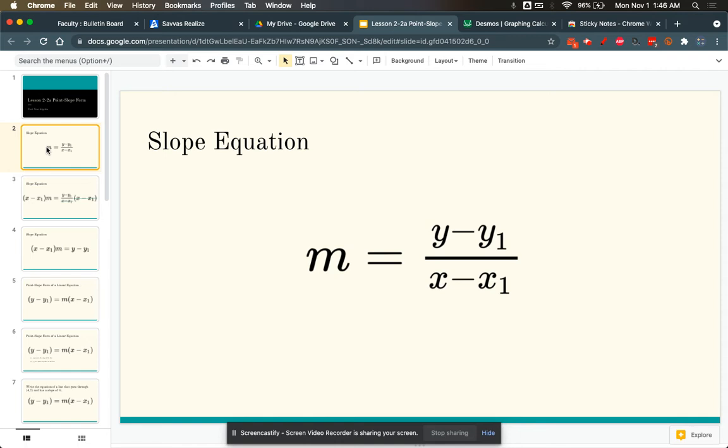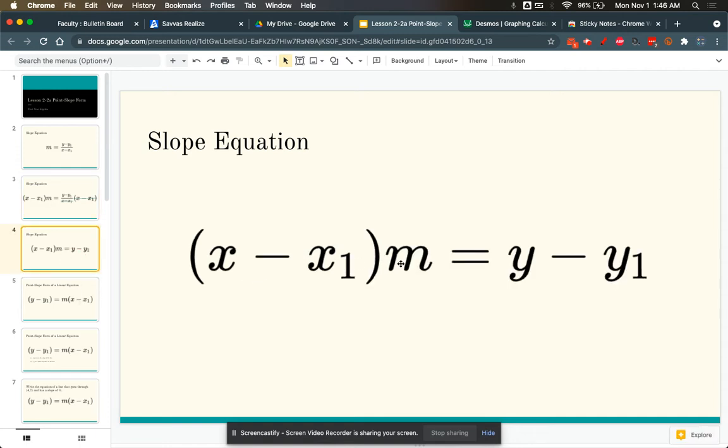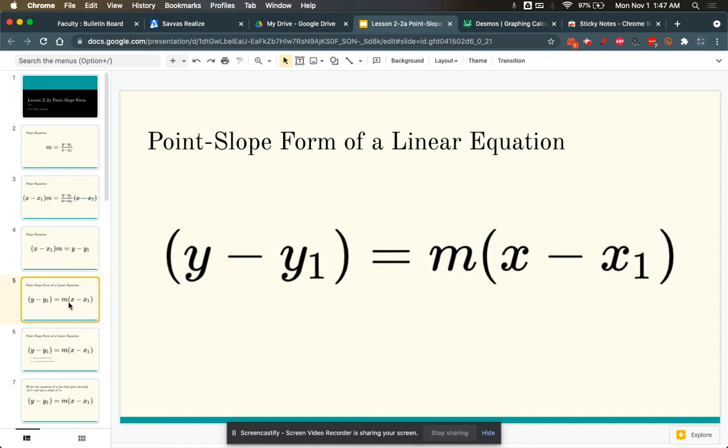So to get the equation for point slope form, we want to get rid of this fraction here, and one way to get rid of fractions in an equation is multiplying through by the denominator. So I'm going to multiply both sides of this equation by x minus x1, just like this. On the right-hand side, those will cancel each other out because x minus x1 over x minus x1 is 1. And so that just leaves us with x minus x1 times the slope equals y minus y1. I'm just going to invert this around to put the y's first and the x's and the m on the right-hand side. And that gives us what's called point slope form of a linear equation: y minus y1 equals m times x minus x1.